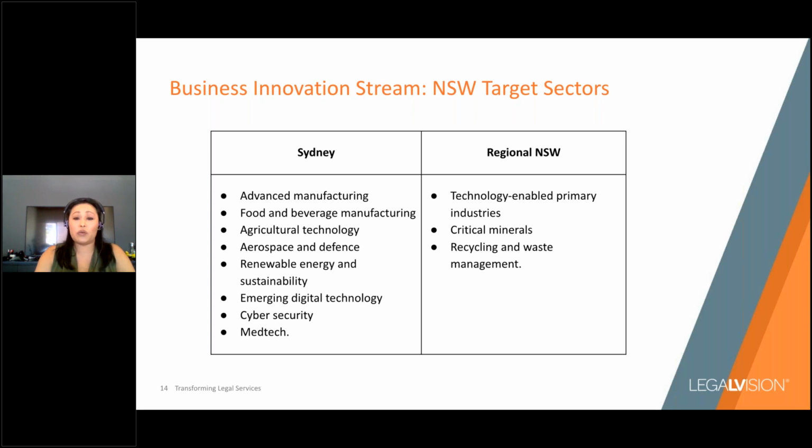Okay, so New South Wales also has specific target sectors. They want to nominate applicants who will be either establishing a new business or purchasing an existing business in one of these target sectors, and they're categorized into locations. In Sydney, there's a list there, with emphasis on the business being in advanced manufacturing, food and beverage manufacturing, aerospace and defense.